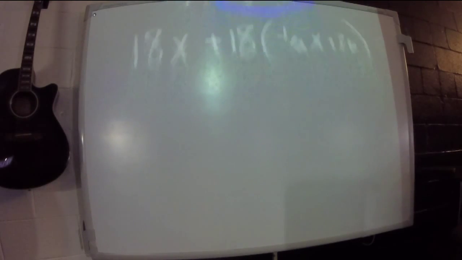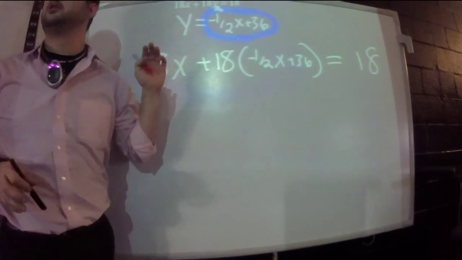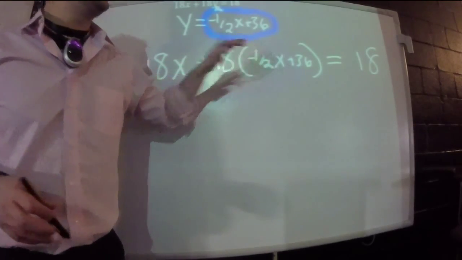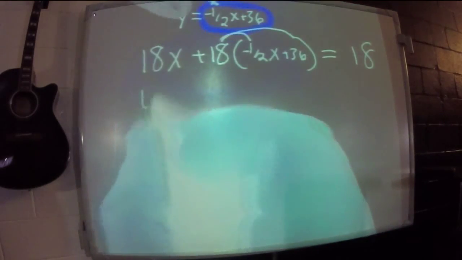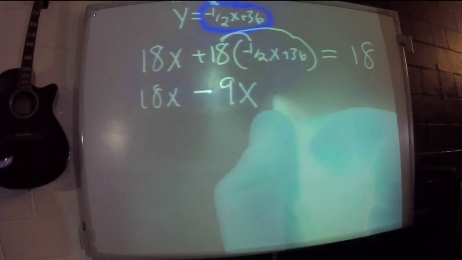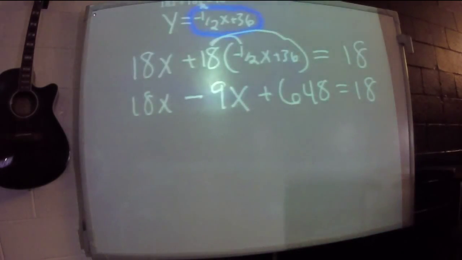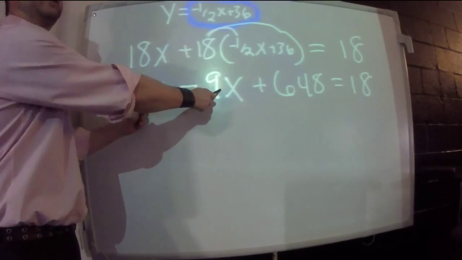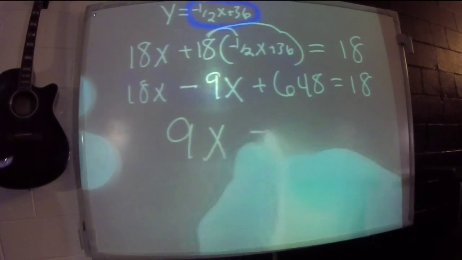All right, so I've got it subbed in. Now I've got to solve it. And this kind of looks like a lot. Start with distributing. So that's going to be negative 9x, and then that's going to be a huge number. So I'm going to go 18x minus 9x. And then what's this big number right here? 648. 648 equals 18. Okay, so there's your distribute. Combine like terms: 18 minus 9 is what? 9. So you really have 18x minus 9x makes 9x.